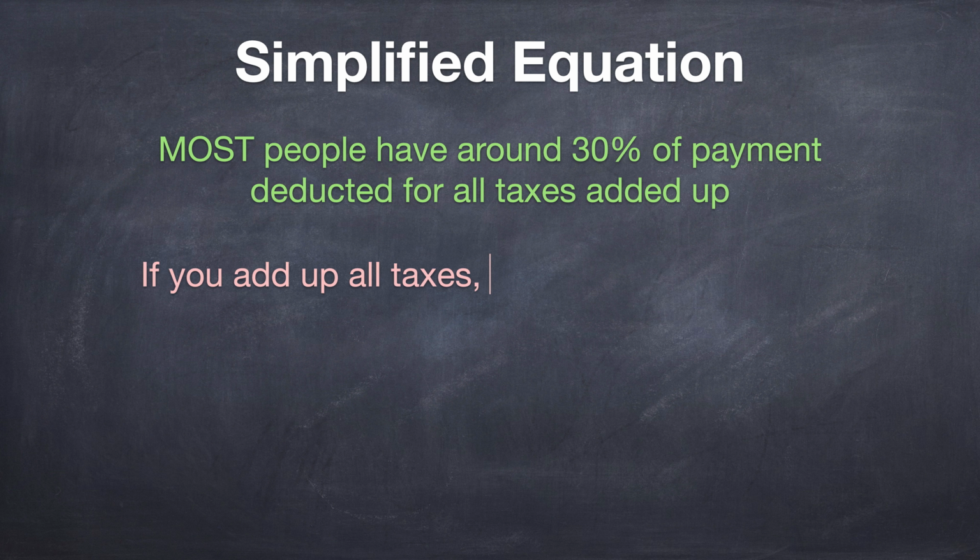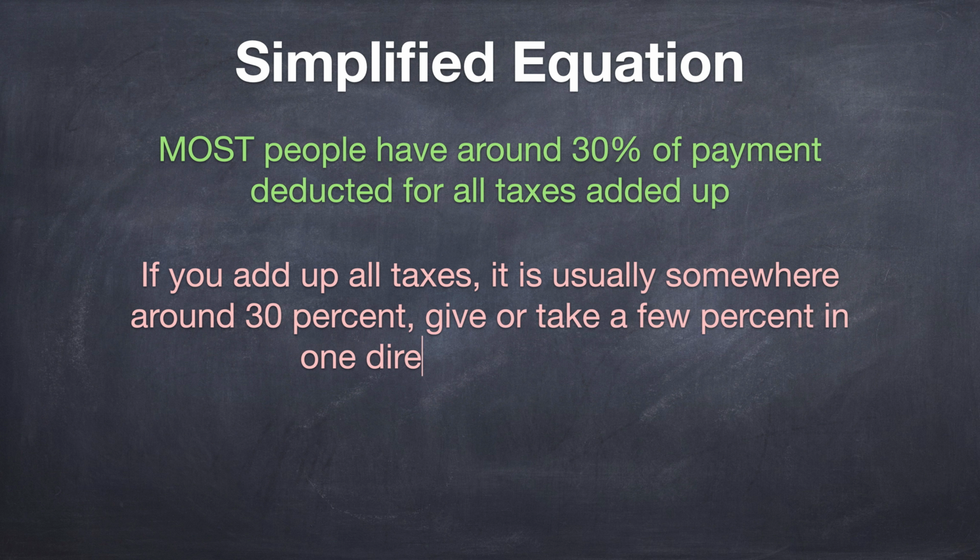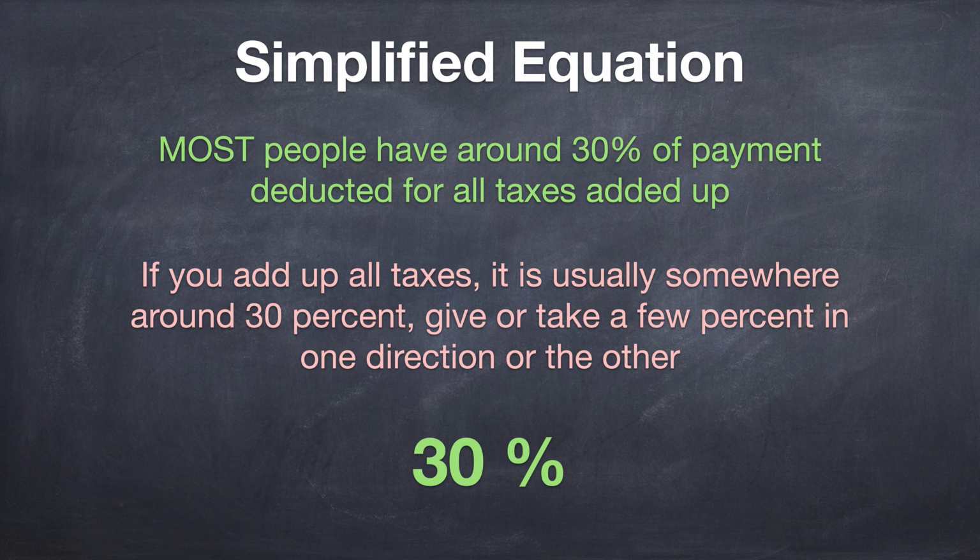So again, remember, if you add up all those taxes on that last chart, it is going to be somewhere around 30%. And again, this is an important part, give or take a few percent in one direction or the other. So the more money you make, it will trend a little bit higher than 30%, and the less money you make, it will trend a little bit lower than 30%. But again, the key is to understand that most people are going to have roughly 30% taken out.